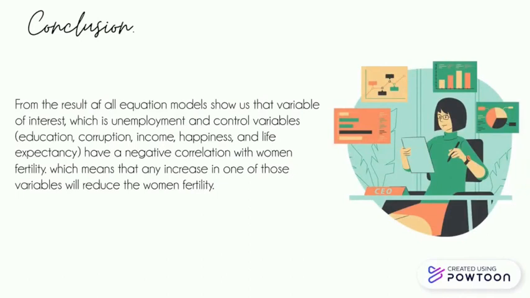From the result of all equation models, the variable of interest, which is unemployment, and control variables have a negative correlation with woman fertility, which means that any increase in one of those variables will reduce the woman fertility.